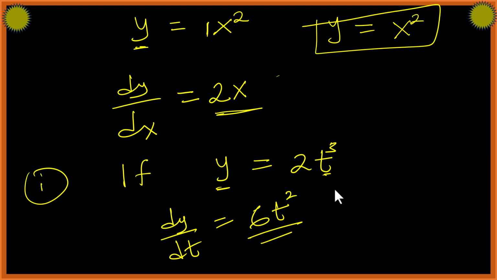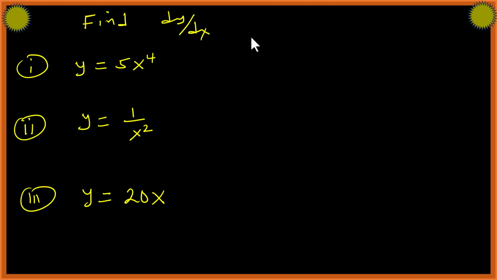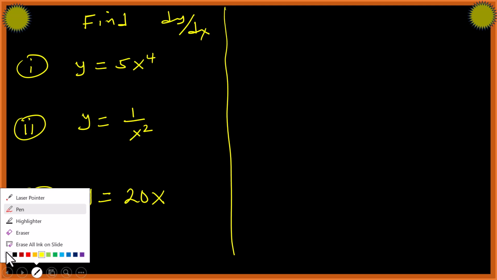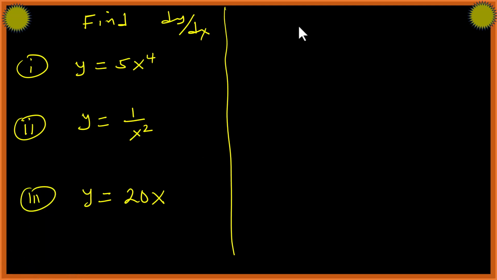Now that we know the rule for differentiation, let's try the following. Let's find dy dx of the following. The first one has to do with y equals 5x to the power 4. I'll just multiply the power by the constant here and reduce the power by 1.